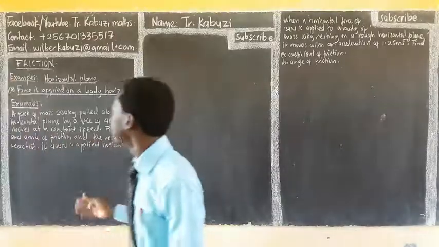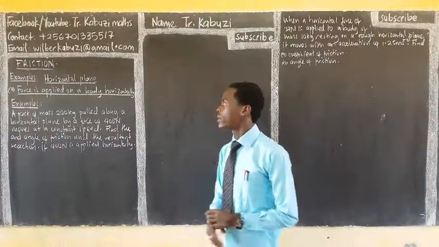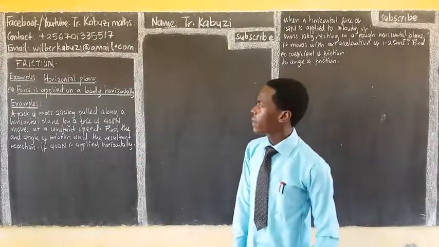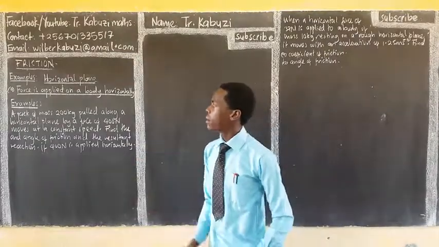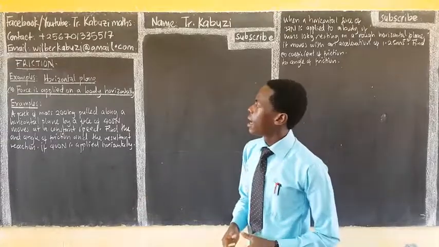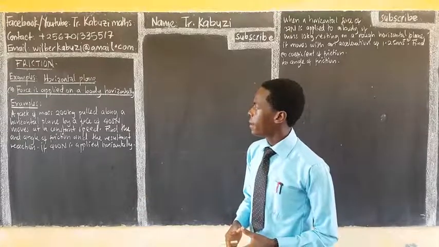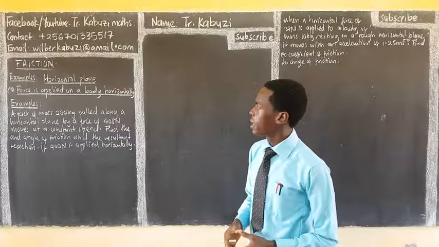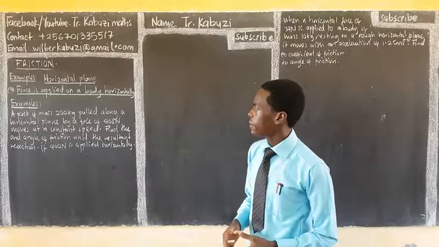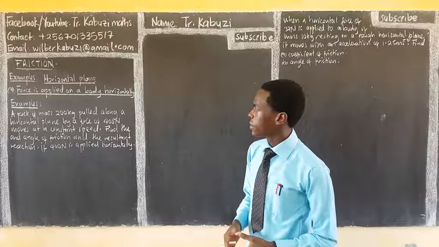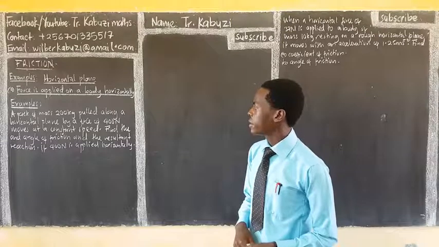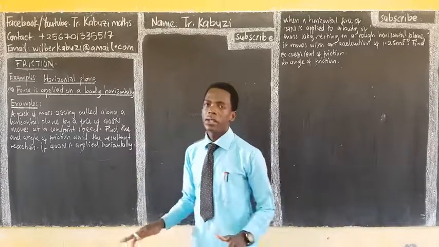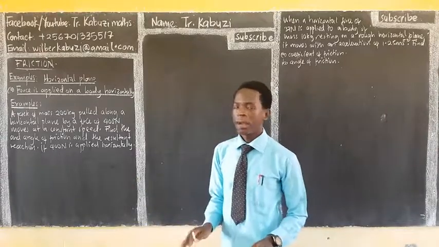Okay, let us see some more examples about our horizontal plane. So we start with this one. A pack of mass 200 kilograms pulled along a horizontal plane by a force of 400 newtons moves at a constant speed. Find the angle of friction and resultant force if 400 newtons is applied horizontally. Of course, when we say friction, it means they don't need to tell you that the plane is rough.